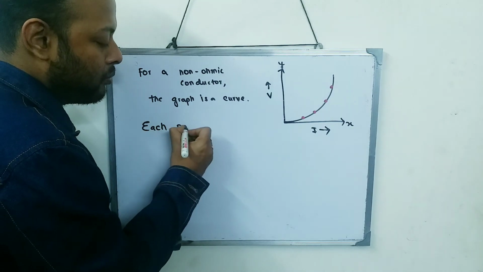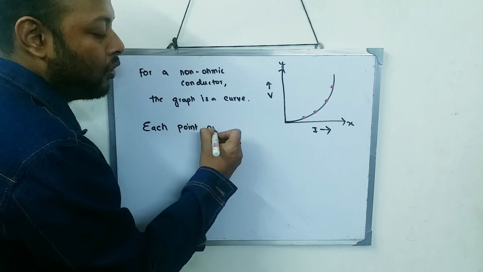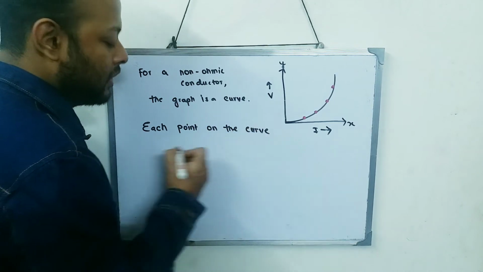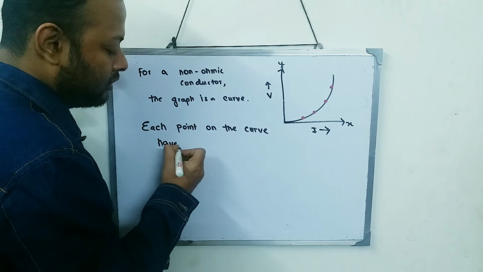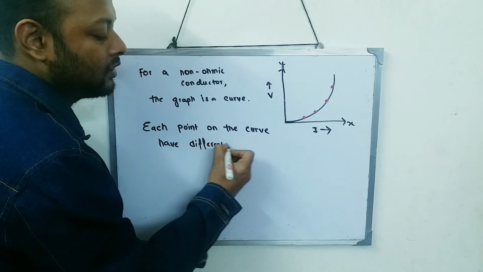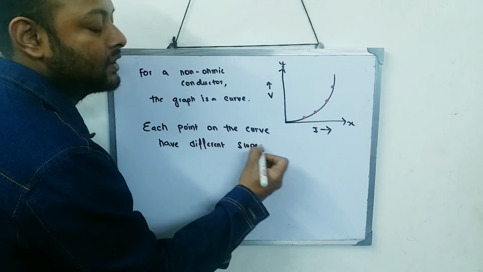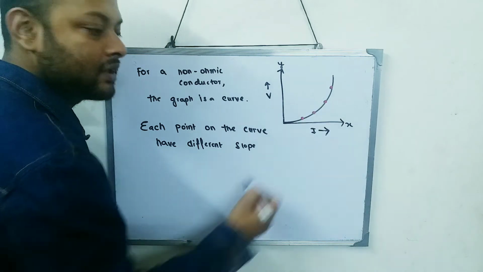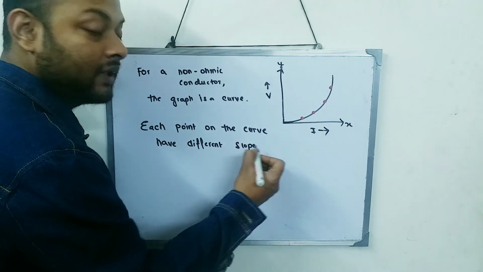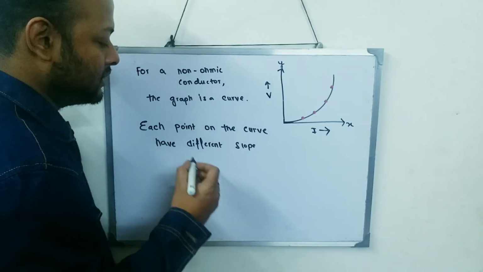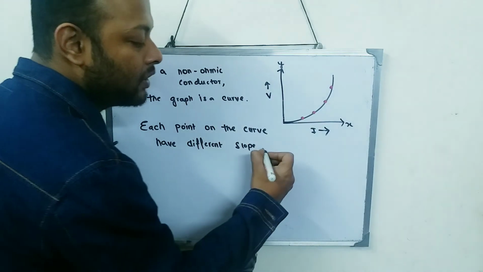Each point on the curve has a different slope. You can see, this point will have a different slope. And if they have different slope, that means what? They will have different resistance. Each point in a graph has a different slope.